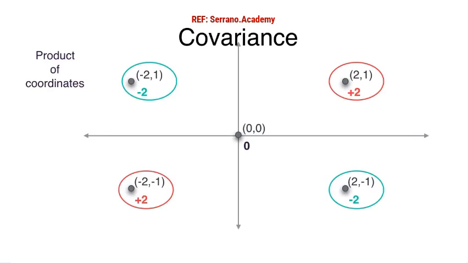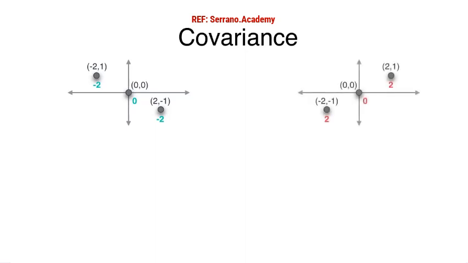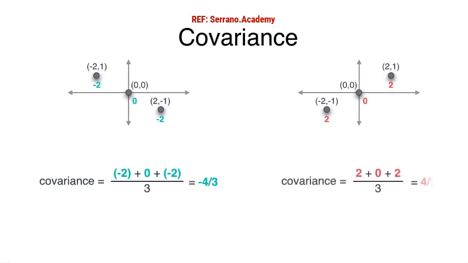So basically covariance is the sum of products of coordinates. See, before it was the sum of squares of one of the coordinates. Now it's the sum of products of coordinates. So let's calculate the covariance of this set. We see that the products are minus 2, 0, and minus 2. And for this set, the products are 2, 0, and 2. So the covariance for the set on the left is negative 2 plus 0 plus negative 2, which is minus 4, over 3, divided by 3, the average of those. And the one on the right is 2 plus 0 plus 2 divided by 3, which is 4 over 3. So the points on the left have a negative covariance, and the points on the right have a positive covariance.